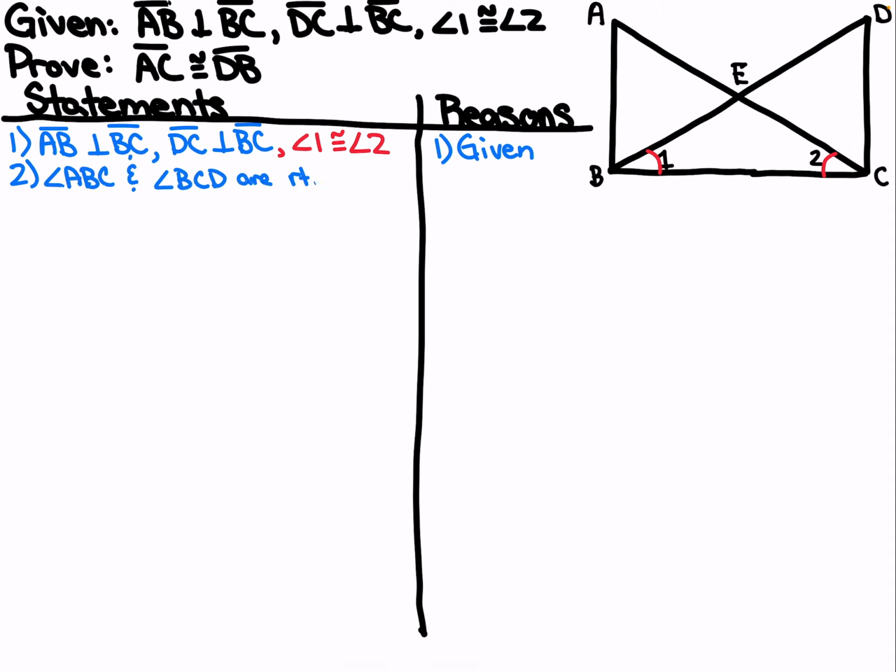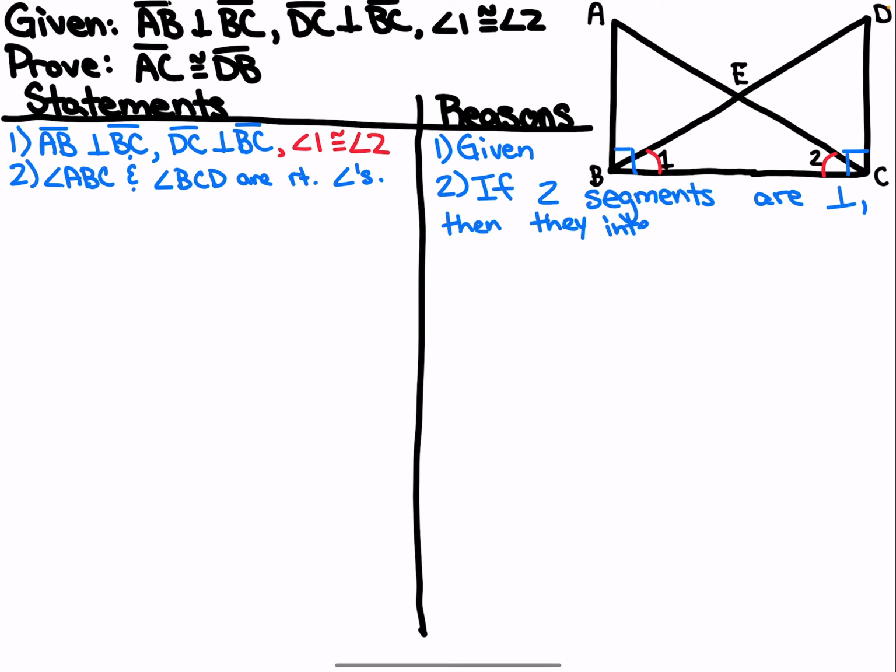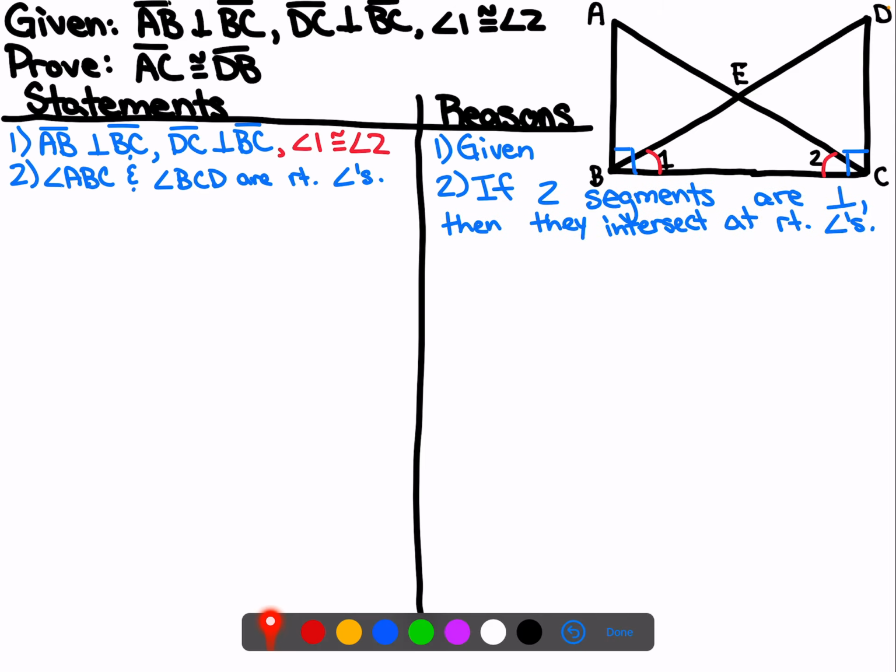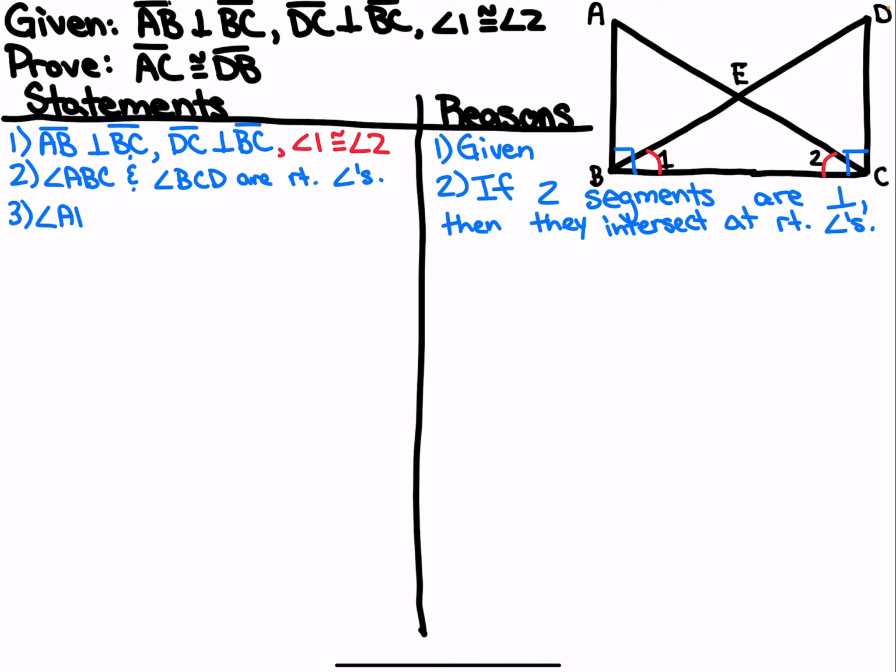So angle ABC and angle BCD are right angles because if two segments are perpendicular, then they intersect each other at 90 degrees. Now, from here, if these are both right angles, that means that they should be the same measurement, so they're congruent to each other. So I can say that angle ABC is congruent to angle DCB, and the reason that we can say that is because all right angles are congruent.